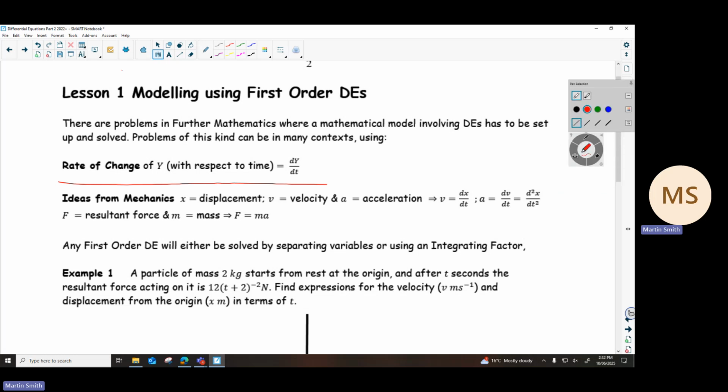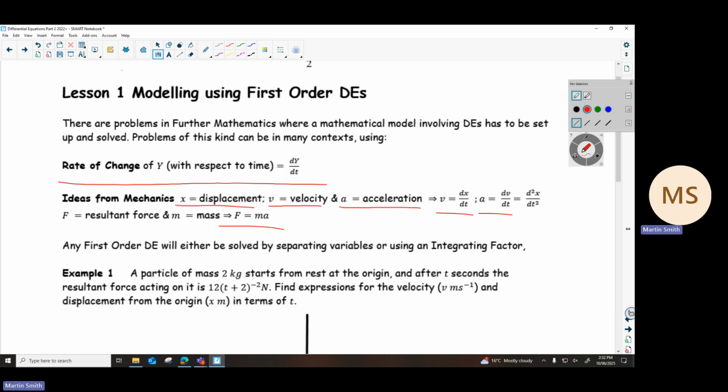I'm going to use x to denote the displacement of some object, v to denote its velocity, and a its acceleration. Velocity is the rate of change of displacement, so velocity is dx by dt. Acceleration is the rate of change of velocity, so acceleration is dv by dt, which means the acceleration is d2x by dt squared. The only other thing you might need is Newton's second law: the resultant force acting on an object is equal to the mass times acceleration.